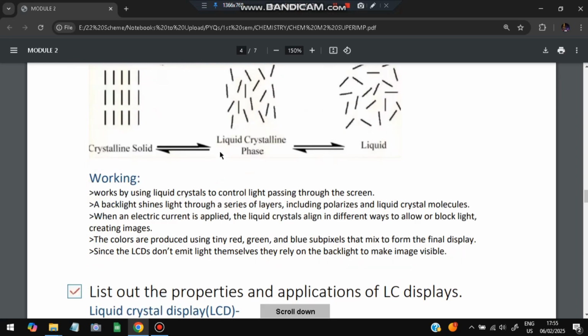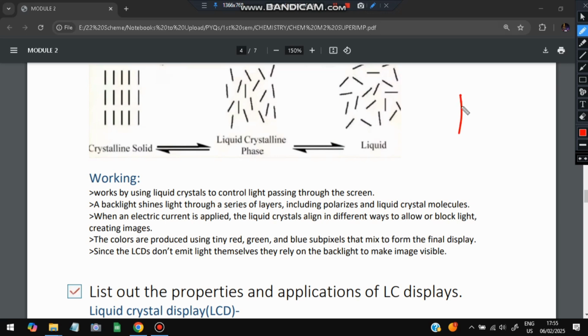So its working is as follows. It works by using liquid crystals to control the light passing through the screen. Here the liquid crystal is there and here the light is there. The arrangement of the liquid crystals allows control over how much light is passed to the output. Based on that control, the image will be formed.